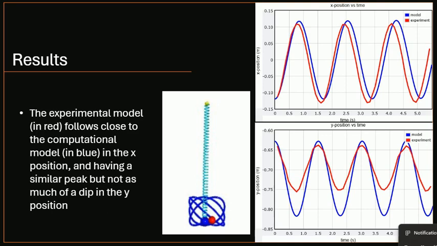Here is the result. The experimental model, which is in red, follows close to the computational model, which is in blue, in the X position, as you can see on the top graph. And then, although it has a similar peak on the Y graph, the dip does not go nearly as low in the Y position.